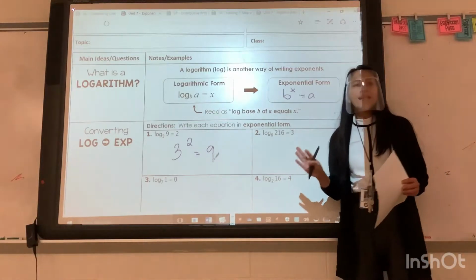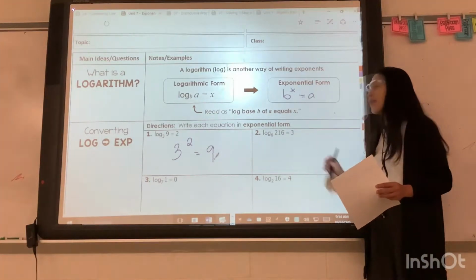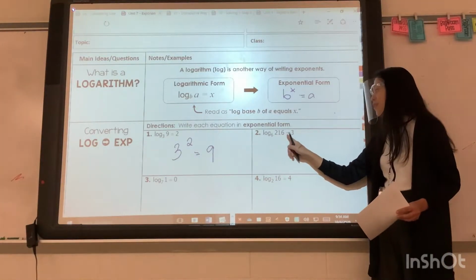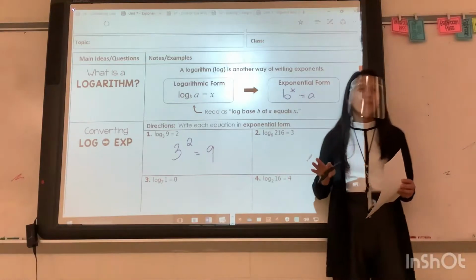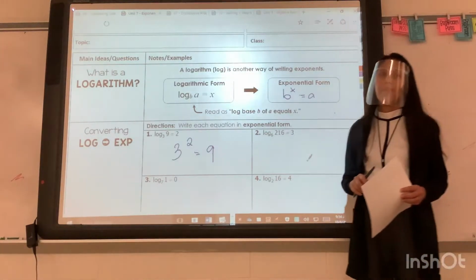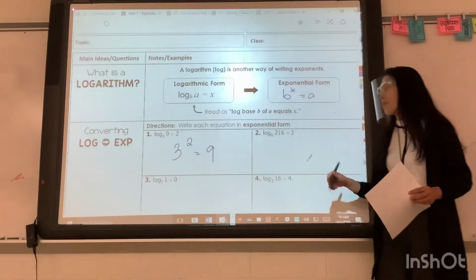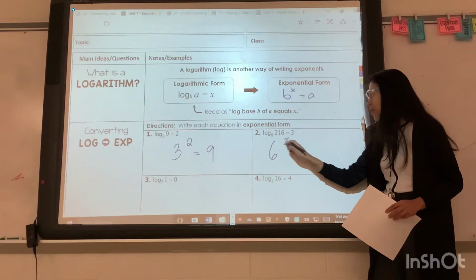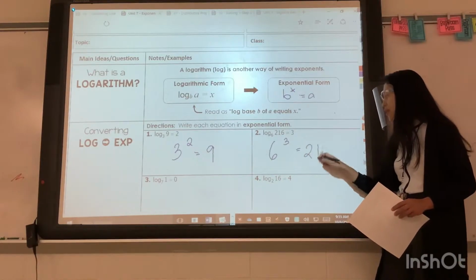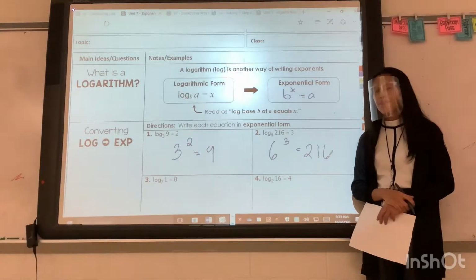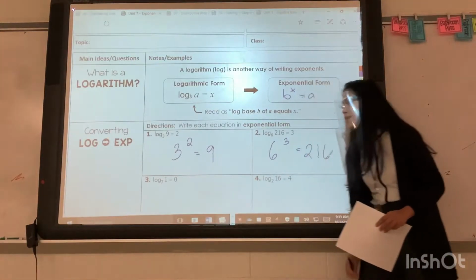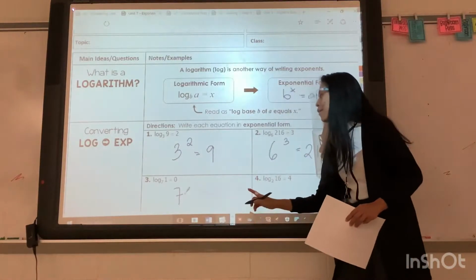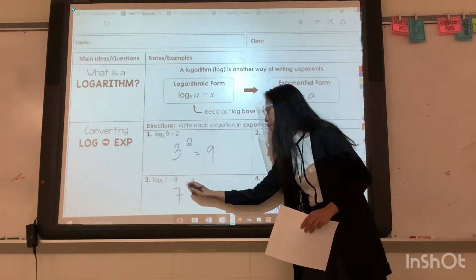How about this one? What is the exponential form of this? The log base 6 of 216 is equal to 3. Change it to its exponential form. 6 to the third power is equal to 216. How about this one, Noah? 7 raised to 0, yes, equals 1.